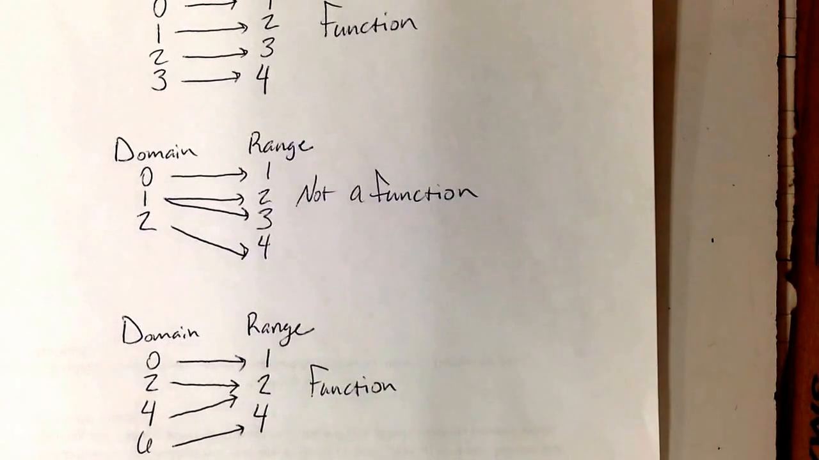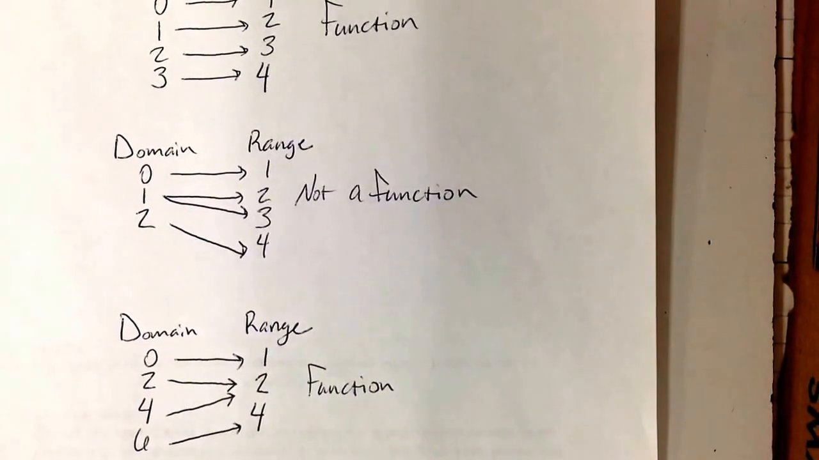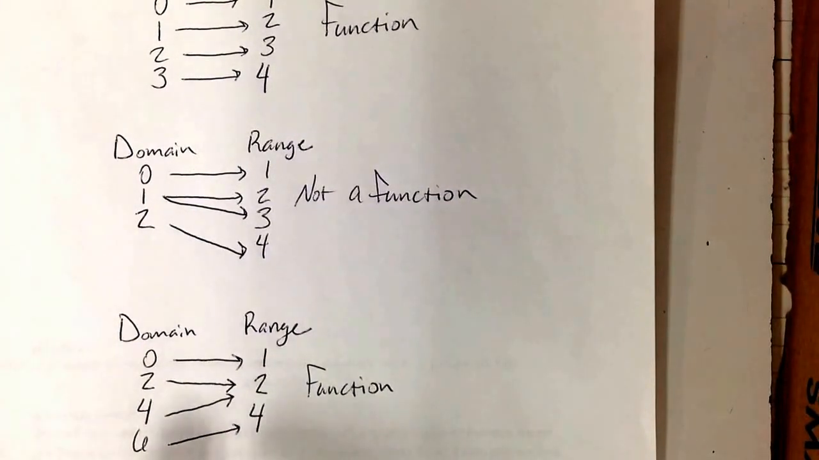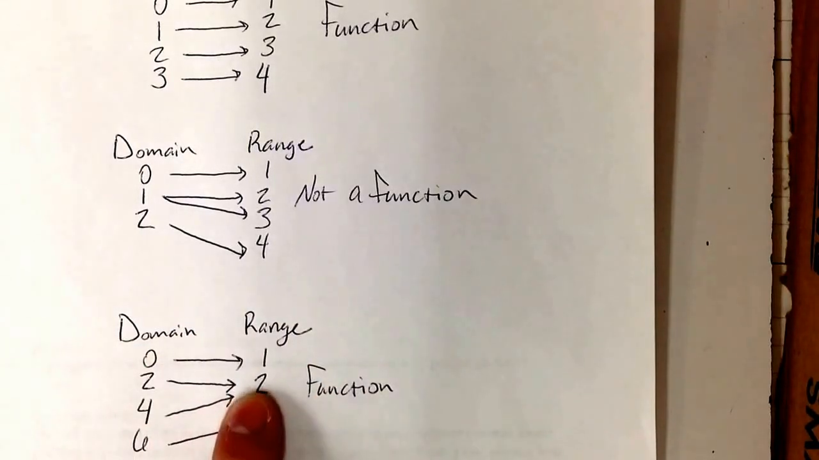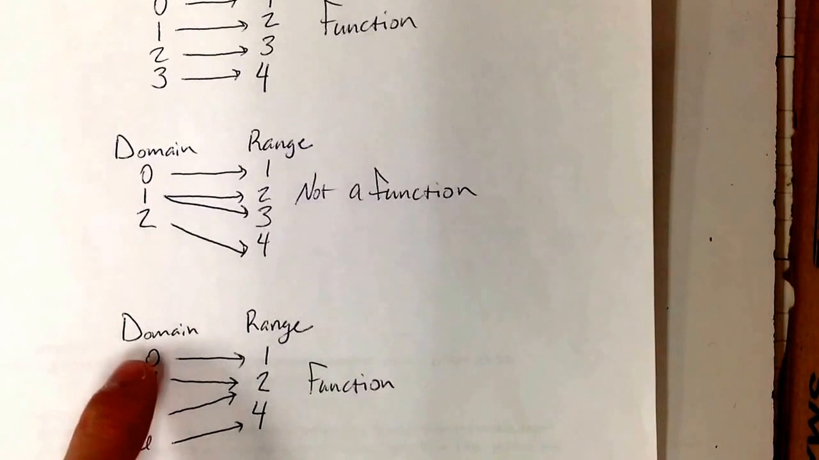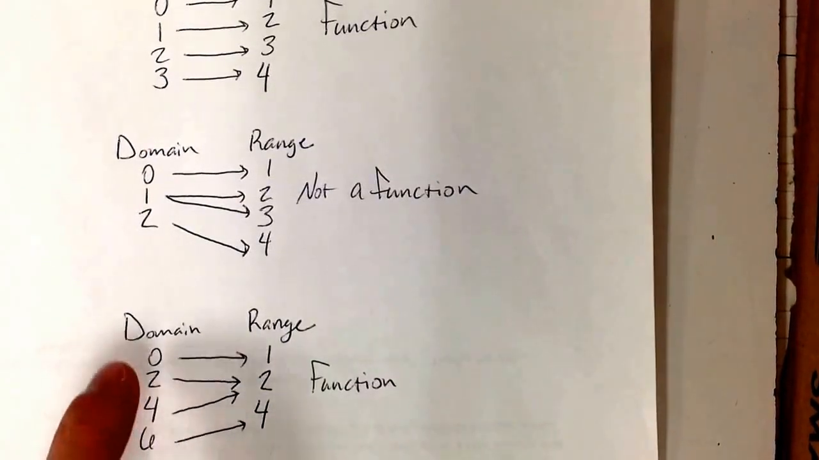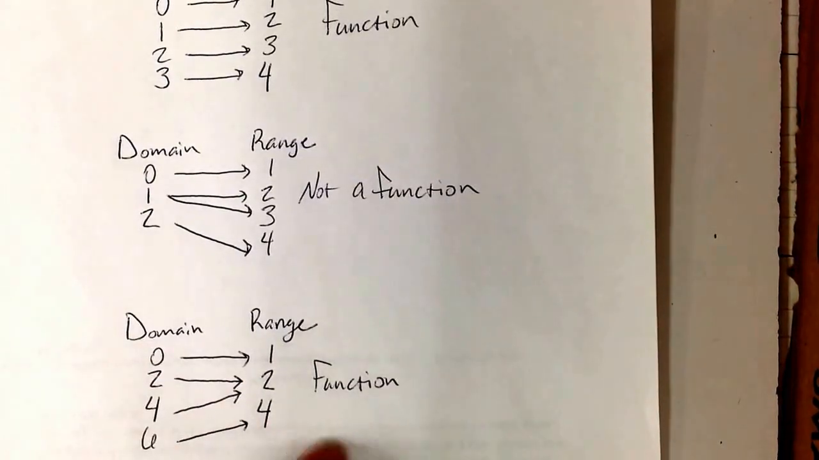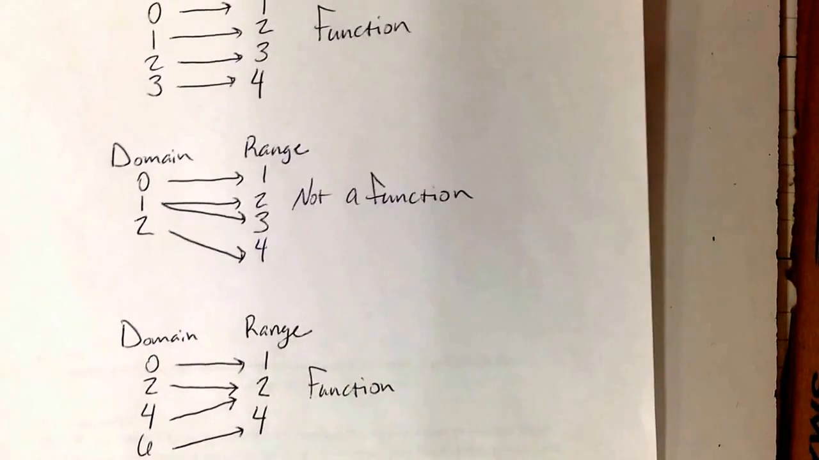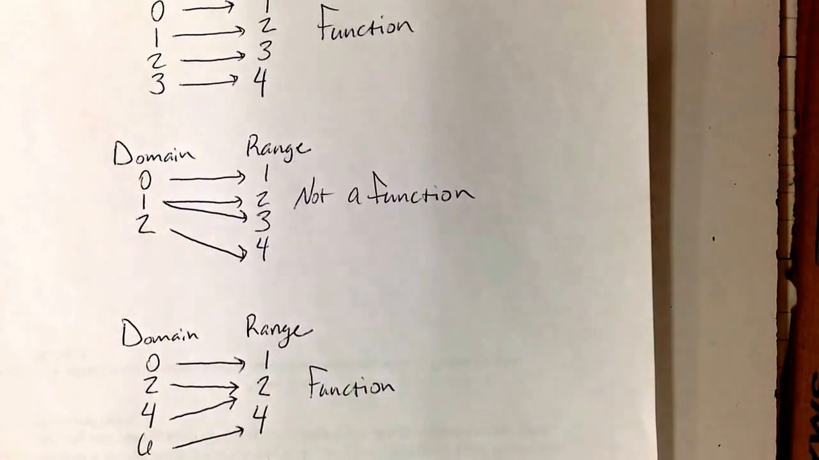Like I said before, I can have different domain values going to the same range value. So here I've got domain and range. 2 and 4 both go to the number 2. And that's okay because I've got one domain value for each range. So this would be considered a function. That's one of the ways, just by looking at my sets of values, to determine if it's a function.